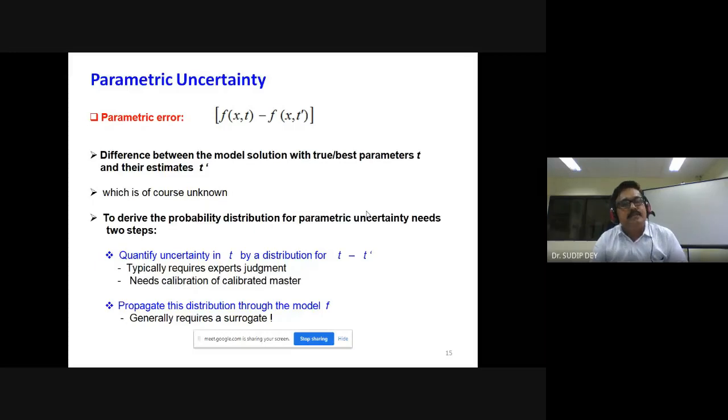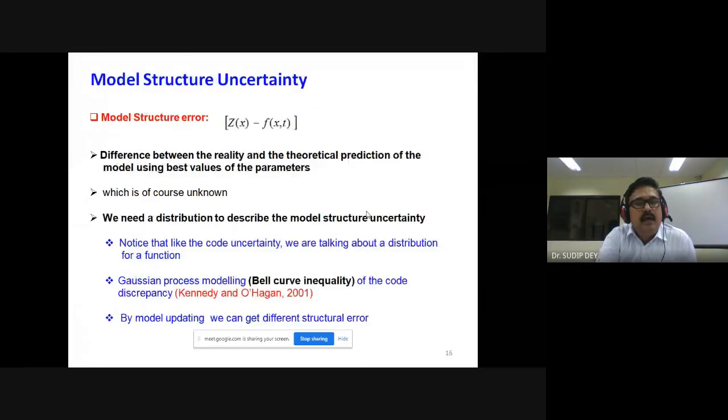Depending on the different model, the model solution with the two parameters and their estimates, based on that, we will have the parametric error. We have the model structure error also, which is actually the difference between the reality and the theoretical prediction of the model.